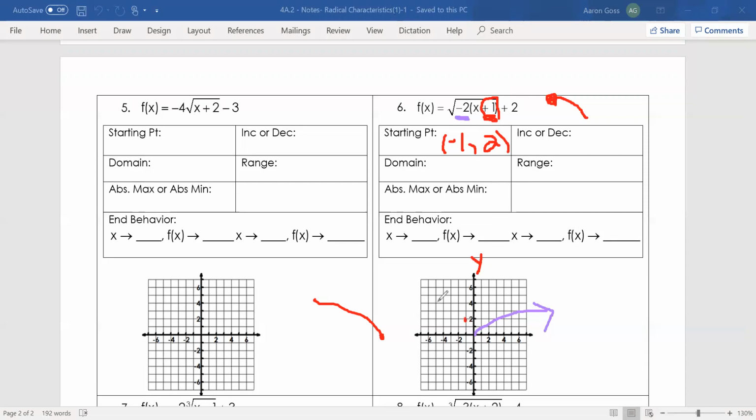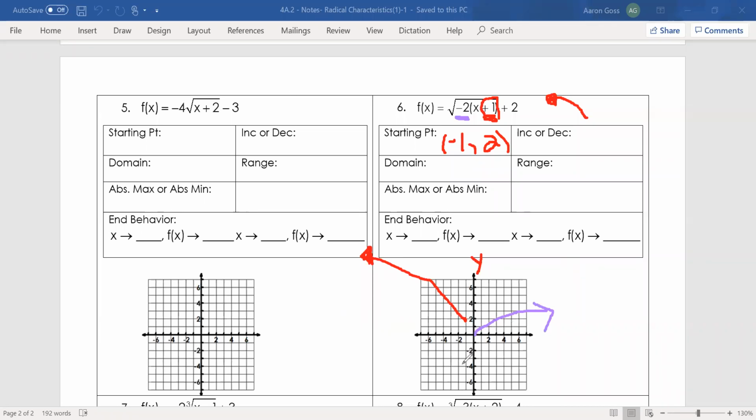Now, if you want to know all these specific points in here, you can make a table. But again, the standard just says I can sketch it. So the red thing, I know it's going to go like this. It's going to start at -1, 2. Okay, that's what my graph looks like. That's the sketch of my graph.